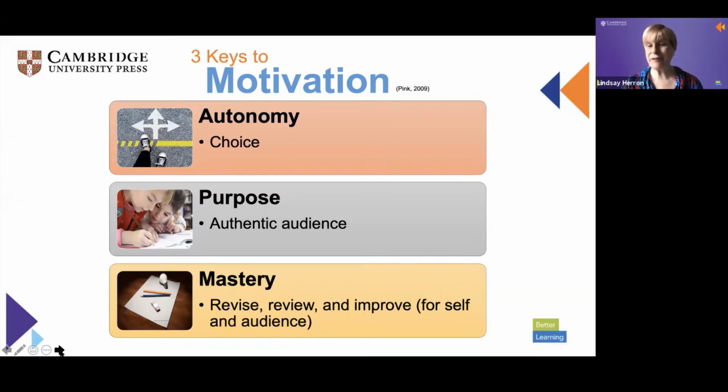And finally, if you structure the projects right, it allows students to demonstrate mastery in a wide variety of ways. And with projects that have a long enough lead time, students can actually revise their projects. They can review the language they don't quite have yet and improve it, and then improve the project as well, all of the different modes, not just for the audience, but also for themselves. So autonomy, purpose, mastery, multimodal projects are fantastic for student motivation.